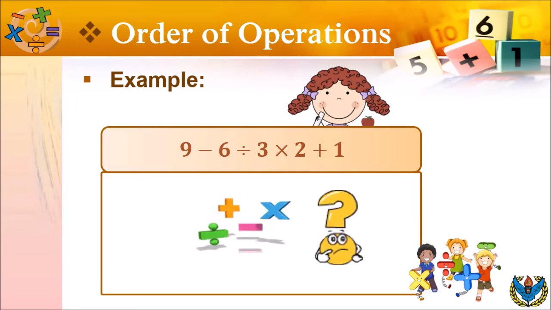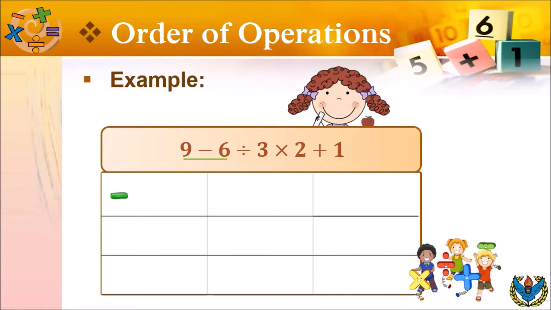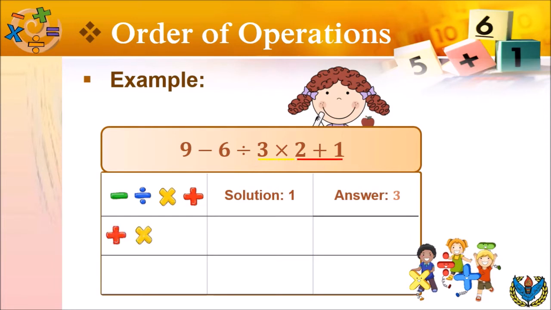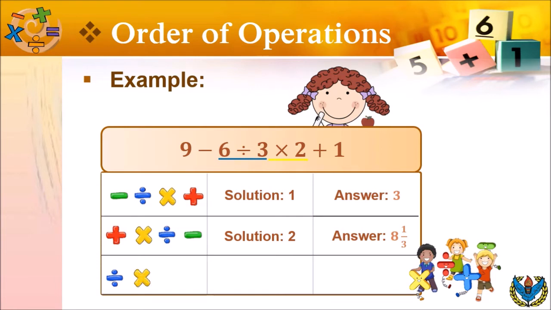Let us see what happens when we solve this question in 3 different ways. If we subtract first, then divide, multiply and then add, we get the first solution. We solve this question with different order. Here we add first, then multiply, divide and subtract to get the second solution. Now again we solve this question by changing the order of operations. Let's divide first, then multiply, subtract and then add. Here we have our third solution.